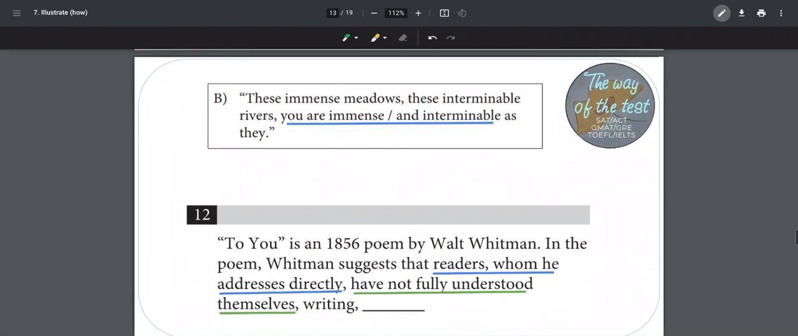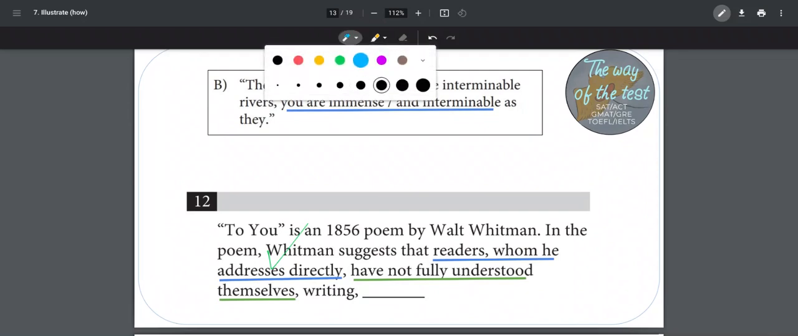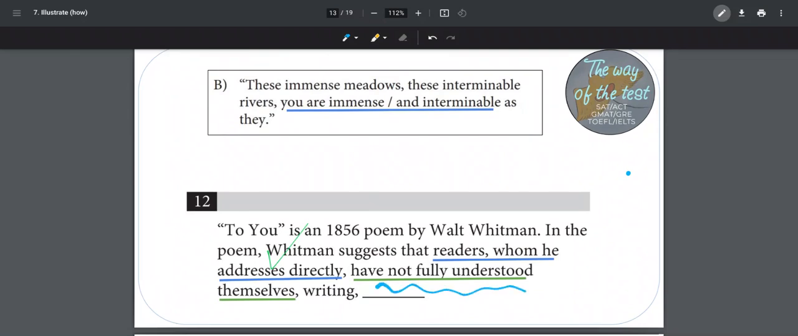"You are immense and interminable." Okay, so it is talking directly. It's going to address the reader directly. Yes, we check that part. But this is about the reader not understanding themselves. Like, you don't understand yourself. You don't know yourself. Remember, the prediction is you don't know yourself. Here it just says you are immense and interminable.